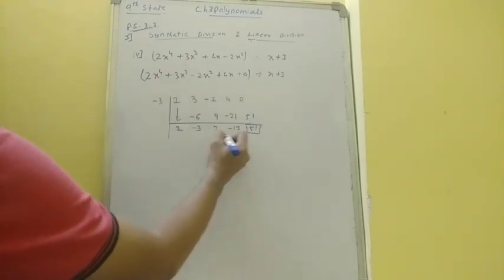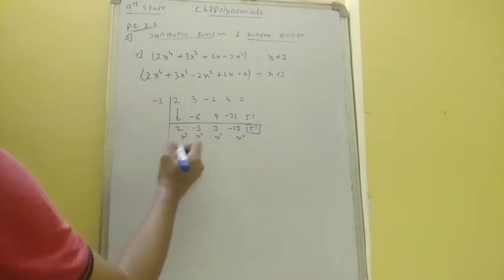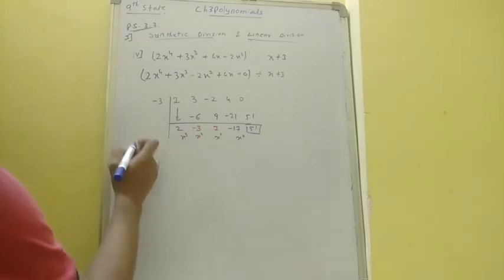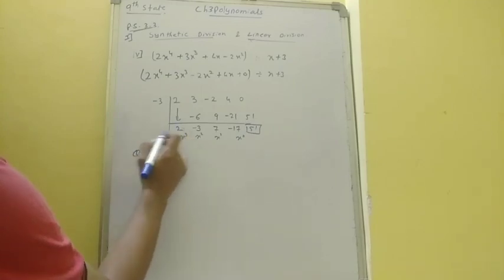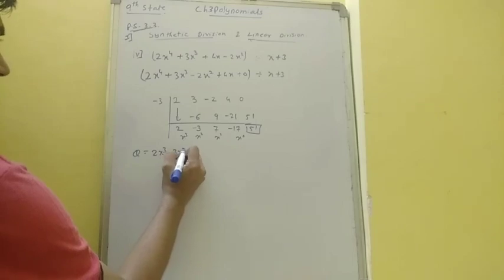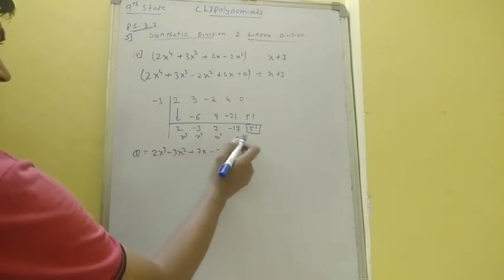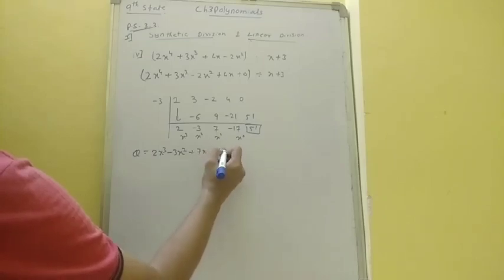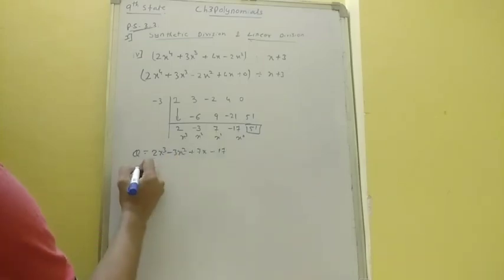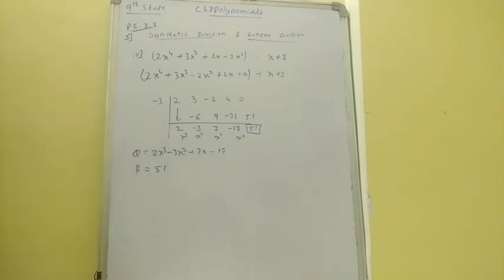So we'll write it in the index form, and this is just for your understanding. Therefore, the quotient is 2x cube minus 3x square plus 7x minus 17, where x raised to 0 is nothing but the constant term, and the remainder is 51.